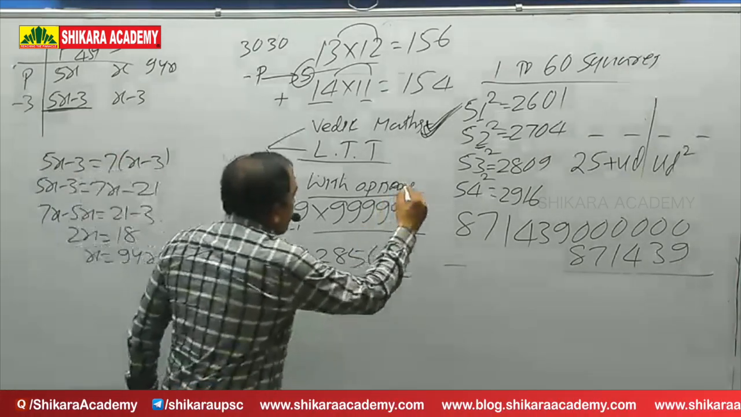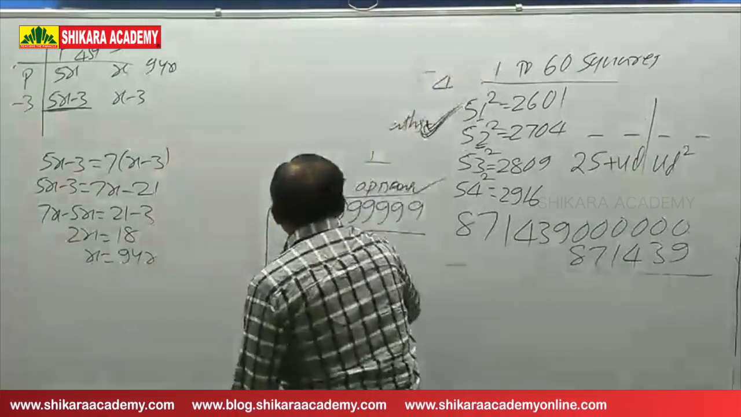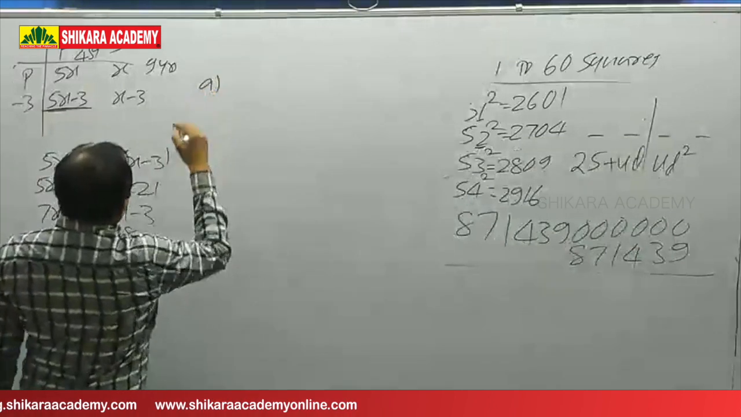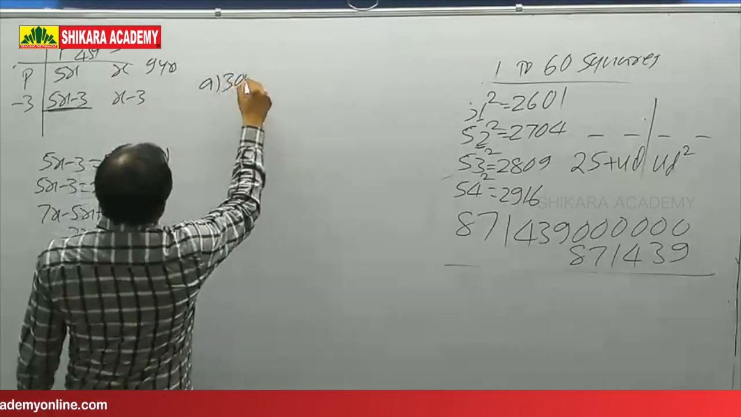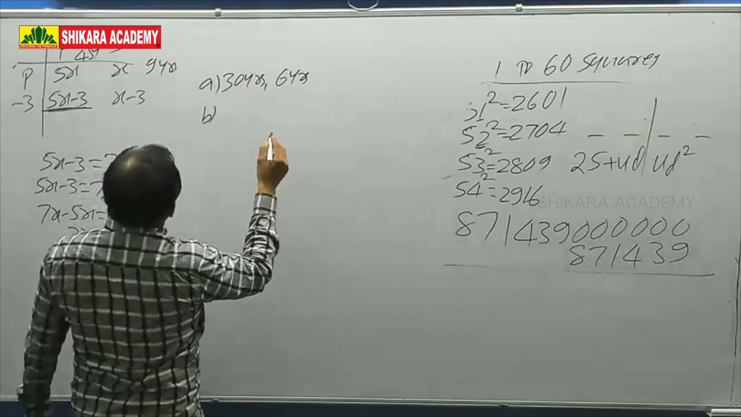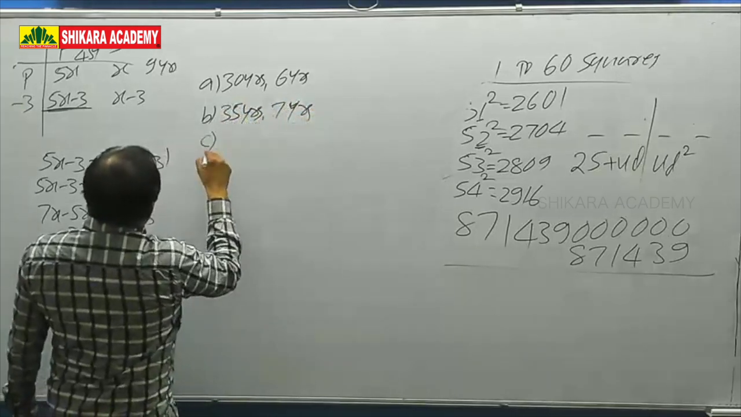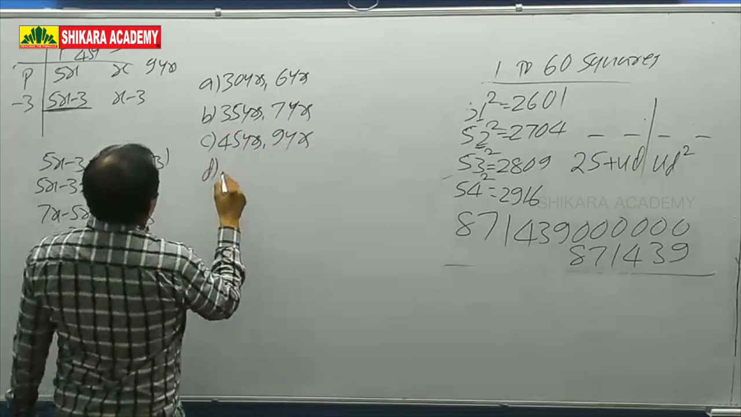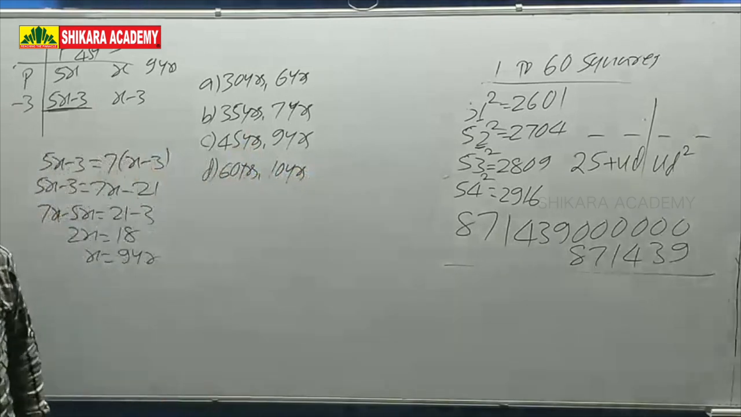For this question, use the options method. With options we can find the answer. How to find the answer for this question with options? For example, the question is to find the father's age and son's age. Option A, 30 years, 6 years. Option B, 35 years, 7 years. Option C, 45 years, 9 years. Option D, 60 years, 10 years. For example, 4 options are there. What is the right answer?